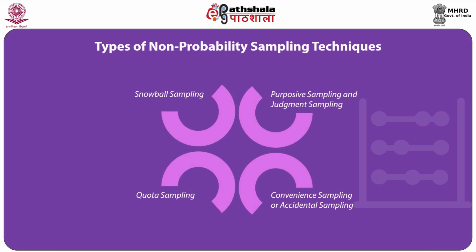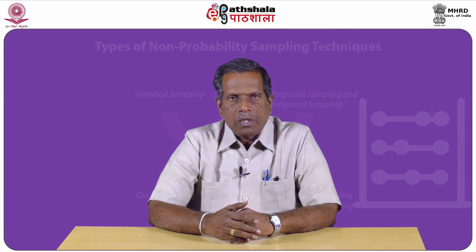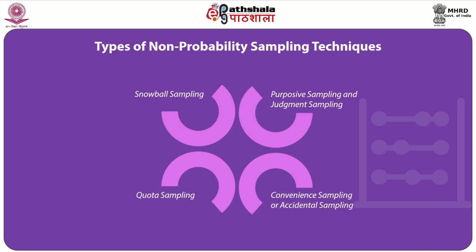There are four non-probability techniques, which are listed here: purposive sampling or judgment sampling, convenience sampling or accidental sampling, quota sampling and snowball sampling. We will discuss briefly each one of these. Firstly, purposive sampling or judgment sampling. In purposive sampling, the researcher selects the sample with a purpose in mind. This is known as judgment sampling because the researcher believes that some subjects are more suitable for the research, that is, someone's personal judgment, compared to other individuals.